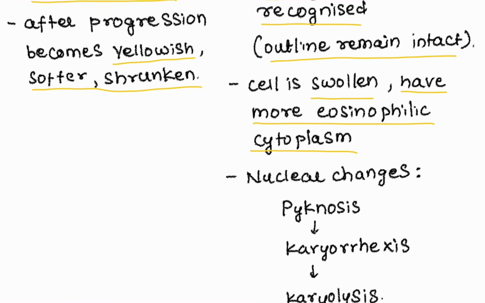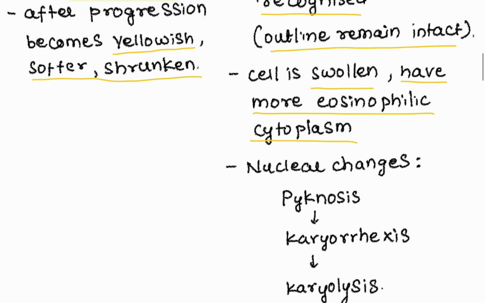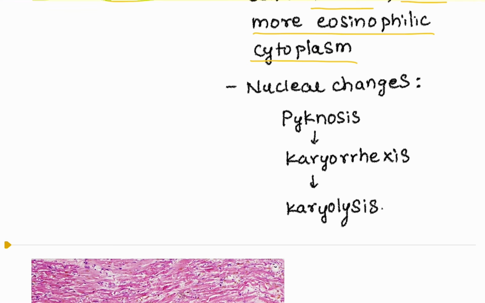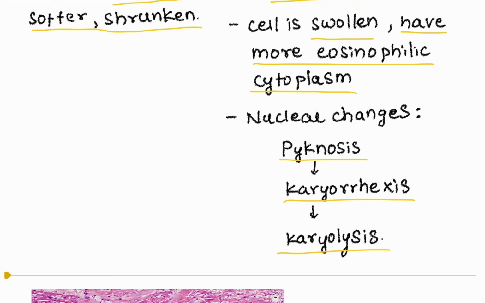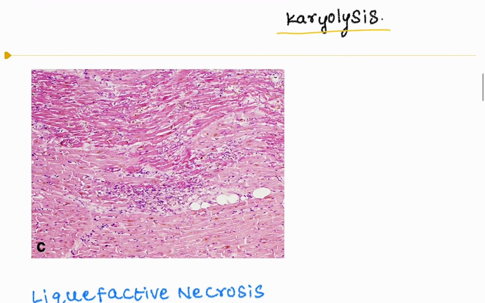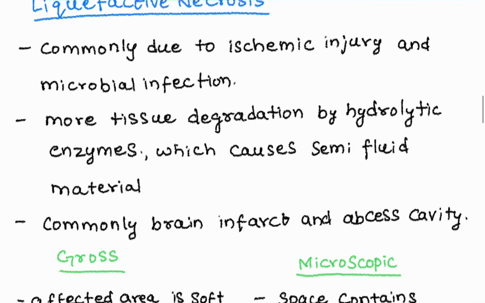A normal cell will contain both eosin and hematoxylin, that is blue color, which indicates the nucleus. But here the amount of nuclear material will get decreased by the following processes: pyknosis, karyorrhexis, and karyolysis. After all these processes, the blue color in the H&E stain will get decreased, right? More pink material will be seen, that is eosinophilic cytoplasm. See here, more pink and less blue is seen in the necrotized area.